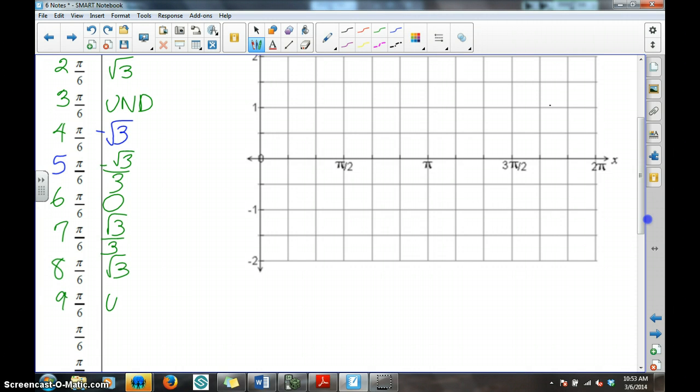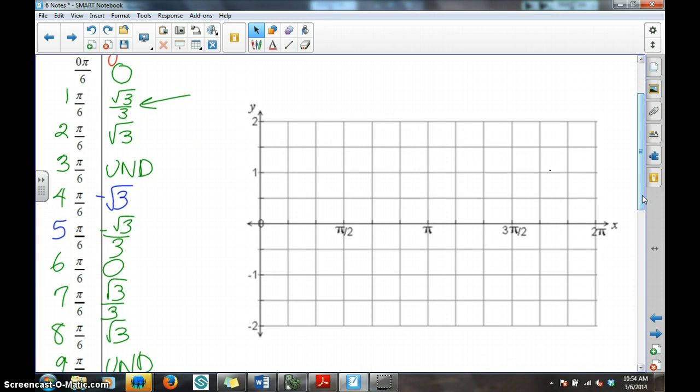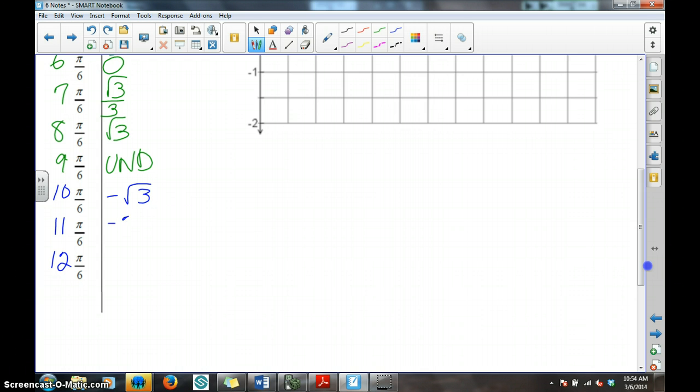9 pi over 6 is the other place I was undefined, and now I can go back and see a very distinct pattern here. I went 0, rad 3 over 3, rad 3, undefined. Backwards, negative rad 3 over 3, negative rad 3, negative rad 3 over 3, 0, back up. This is like I'm starting all over here. Rad 3 over 3, rad 3, undefined. What do you think is going to be next? The negative rad 3.